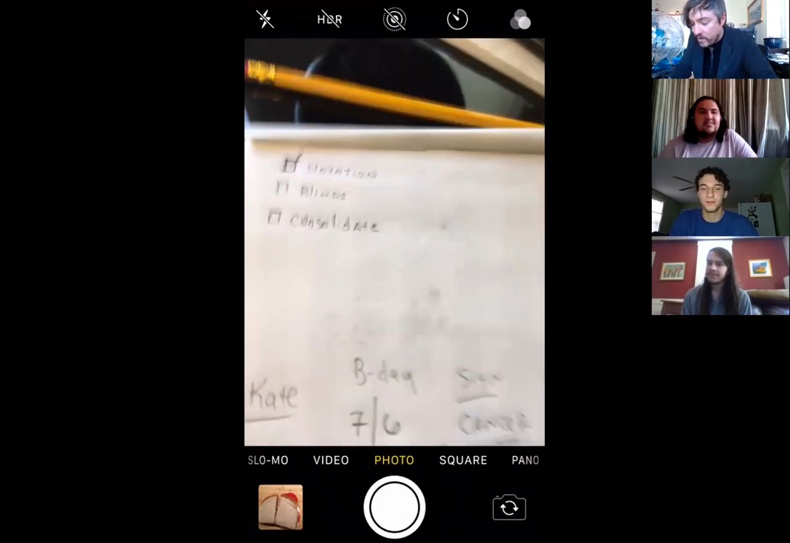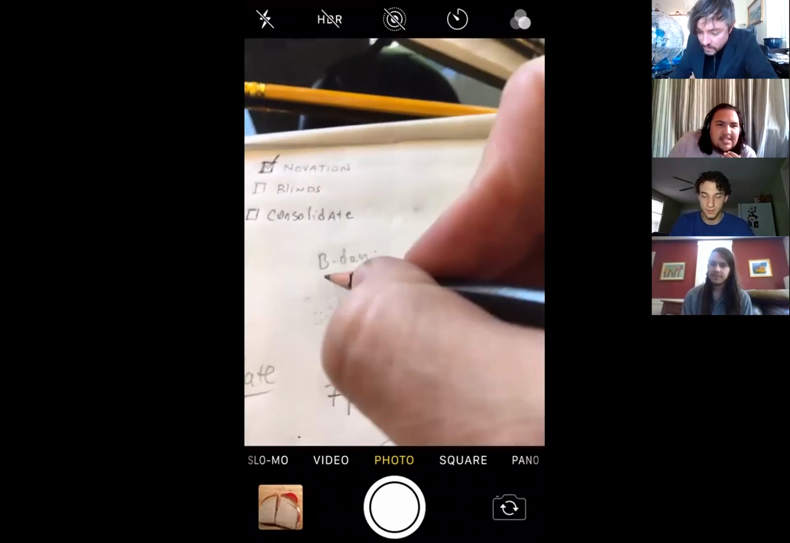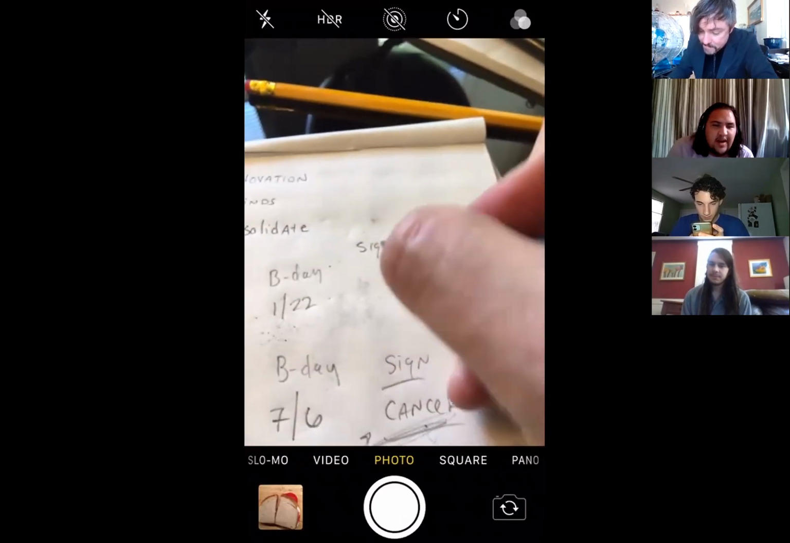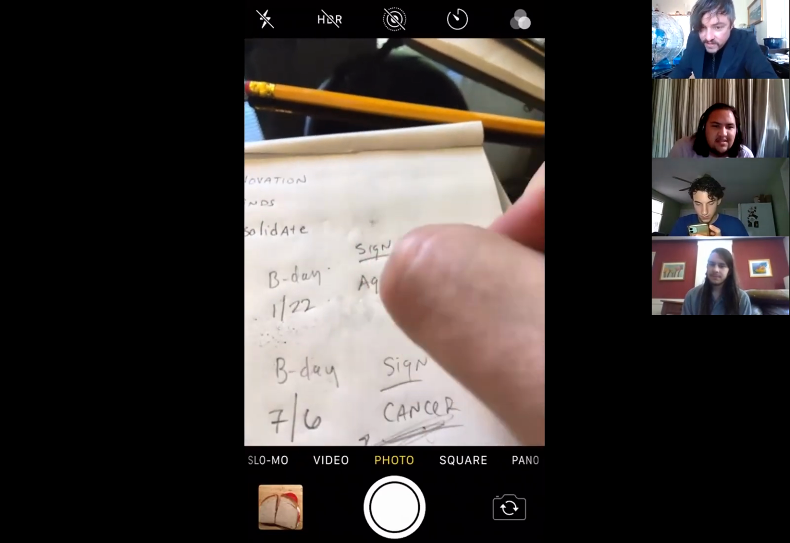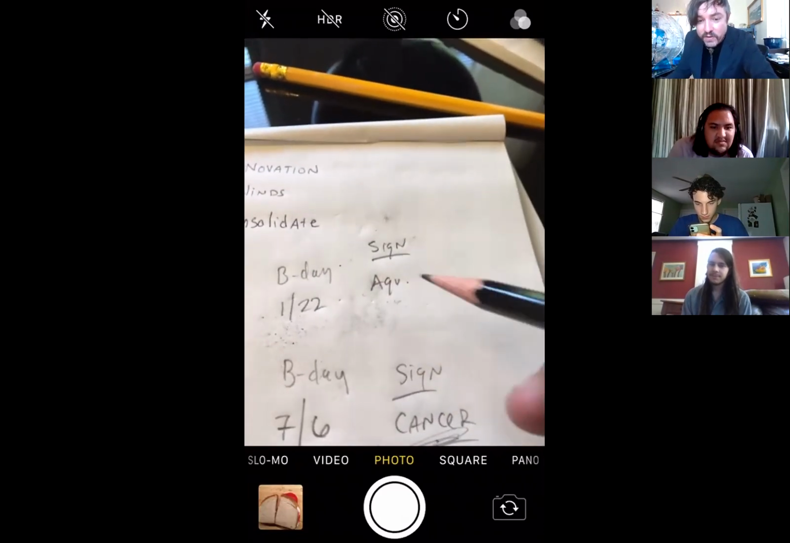But anyway, let's try another one. Christopher, how about your birthday? What's your birthday? January 22nd. So 1/22. Do you know what your sign is supposed to be? Aquarius. By the way, sometimes people will still be in the constellation that they were born in. So he's supposed to be in Aquarius. Let's drift over to January 22nd.